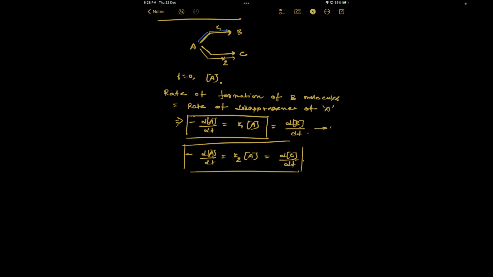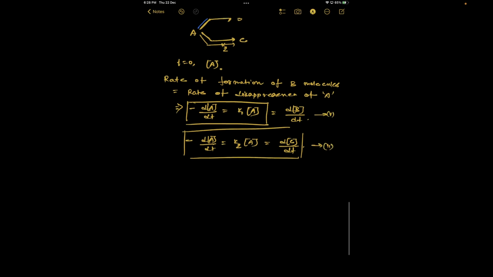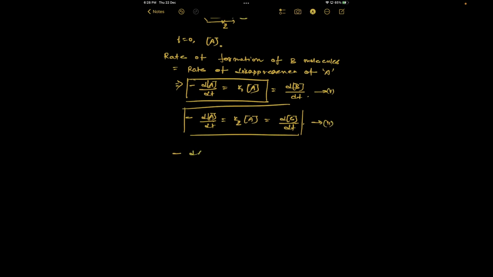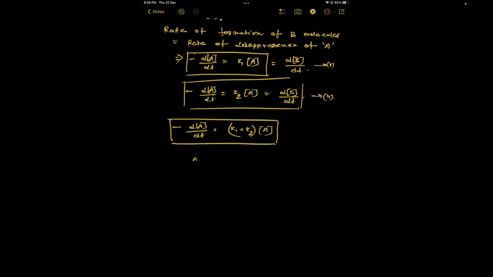Now let's say this is equation 1 and this is equation 2. From equations 1 and 2, the overall reaction you can just write down here. The total rate of disappearance of A molecules, minus dA/dt, will be (K1 plus K2) times A, right? For both these pathways. This is the overall rate equation. Now you can integrate and find the concentration of A with time, which will be equal to the concentration of A at time 0 times e to the power minus (K1 plus K2) times t. Okay, you can remember it.